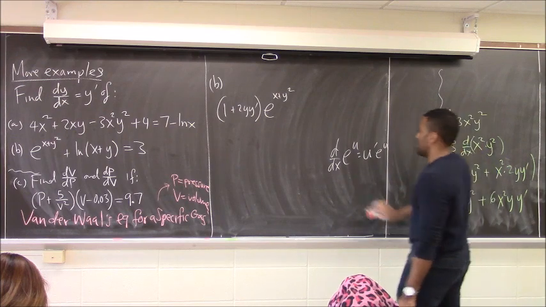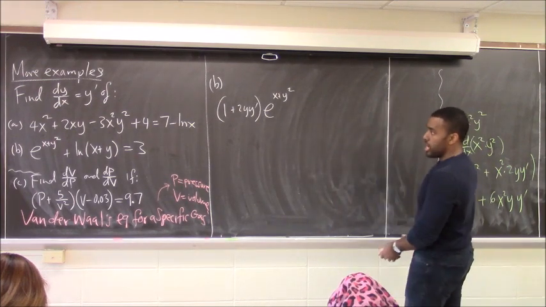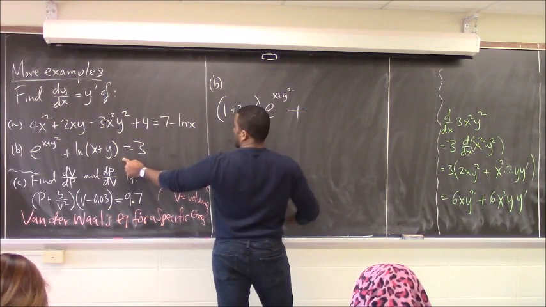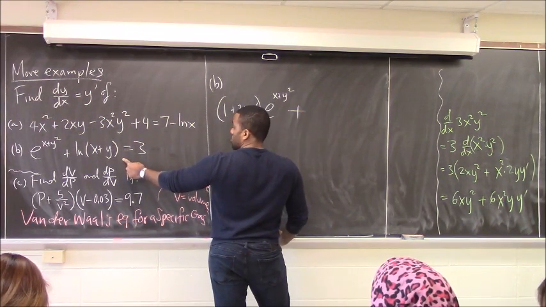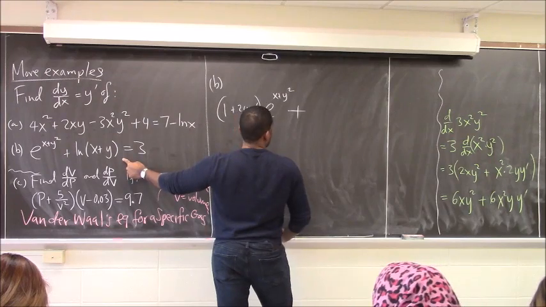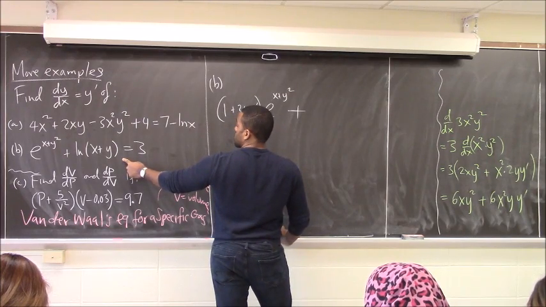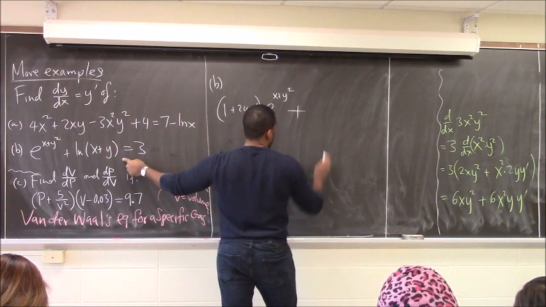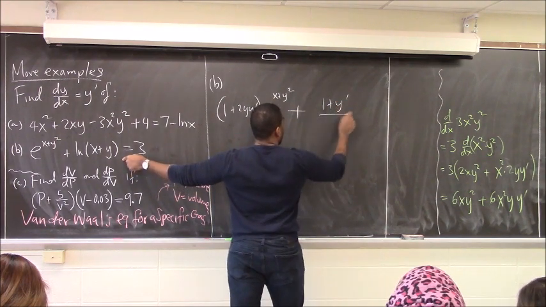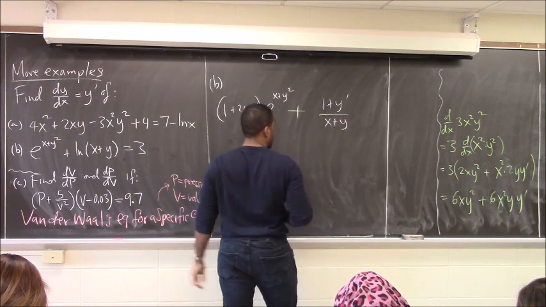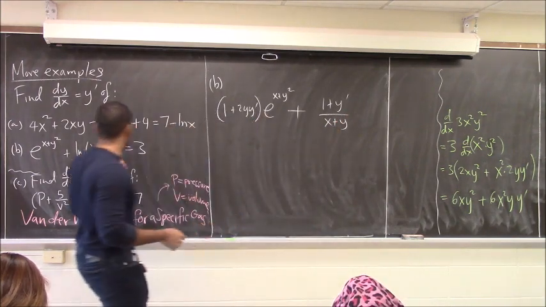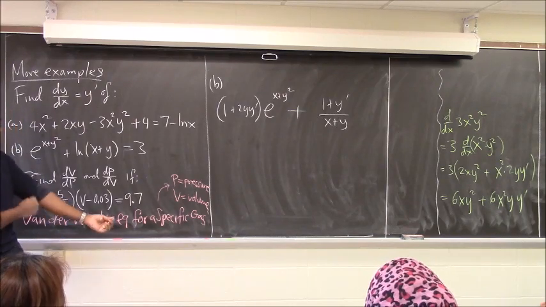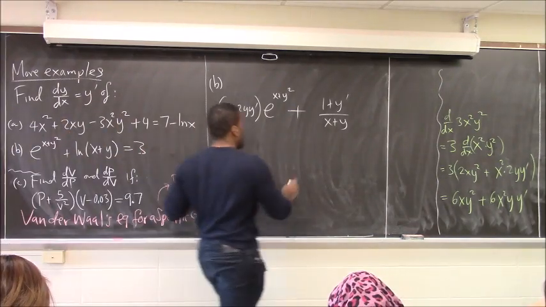Okay. So that's the derivative of the first term. What about the second term? How do we differentiate ln of something? It would be 1 over x plus y times 1 plus y prime. Right, so it's 1 plus y prime over x plus y. And that's because we know the derivative of ln of something is just the derivative of the thing divided by the thing itself. Right? Derivative of 3? 0.